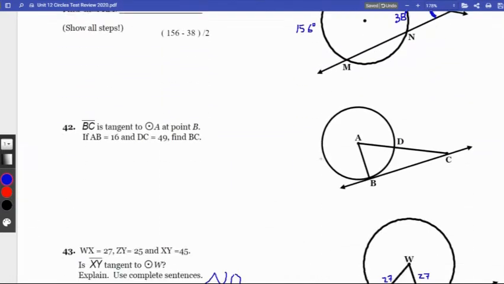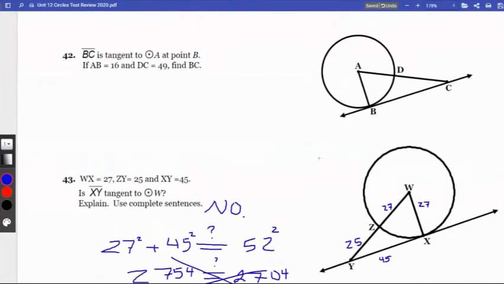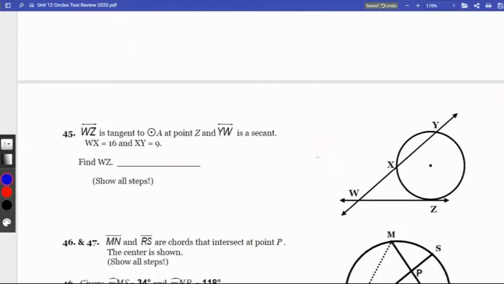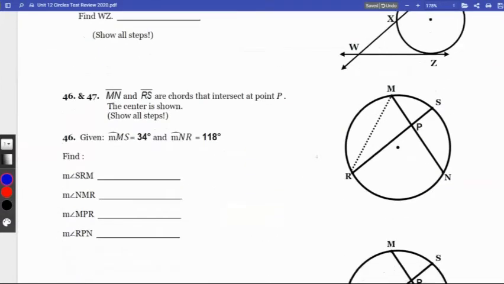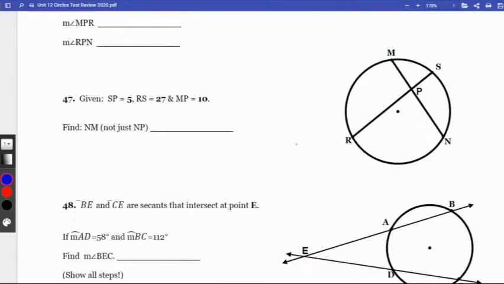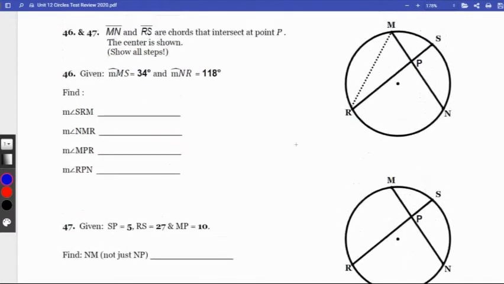As I mentioned, you can go ahead and skip 38 and 39 and 40. That's a topic that we did not learn about. 42 is basically like 43. Let's see. These are all similar. I think I'll maybe do 46 here.